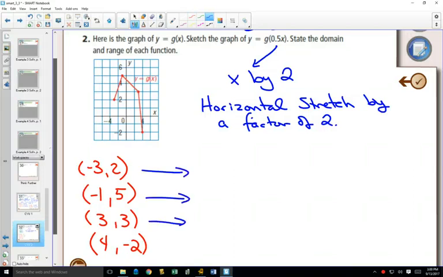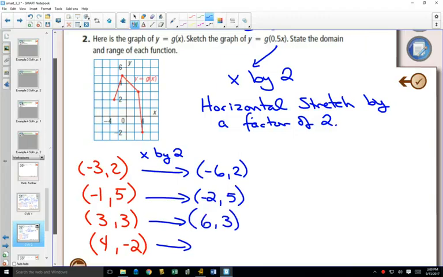Draw our arrows to show that those points are going to get moved. The only thing we're doing is we're multiplying our x values by 2. So we'll have -6, 2. -2, 5. 6, 3. And 8, -2.